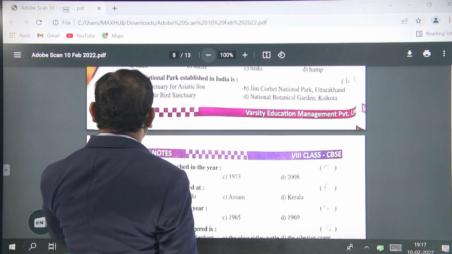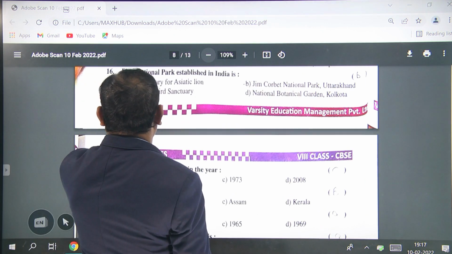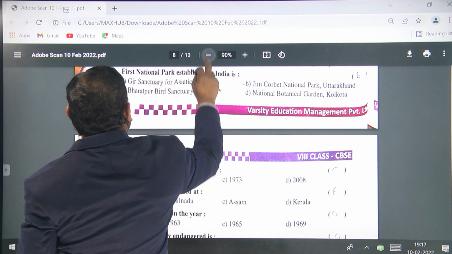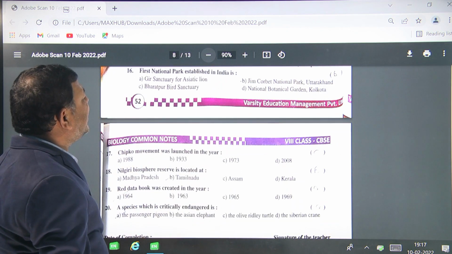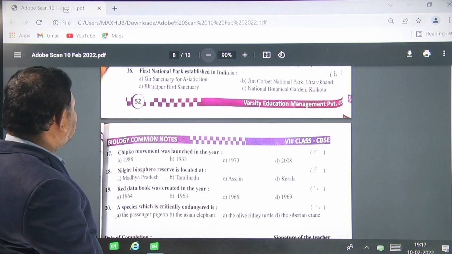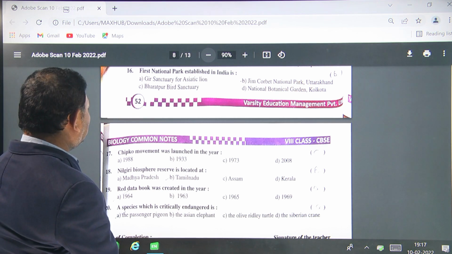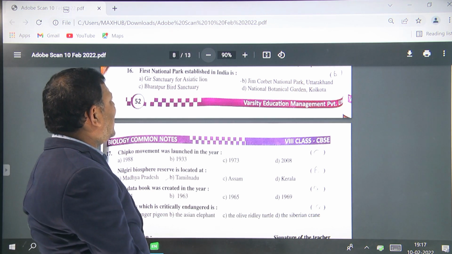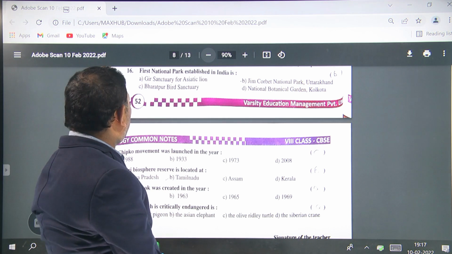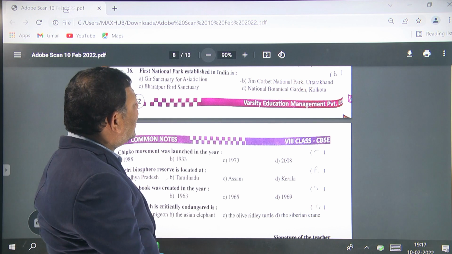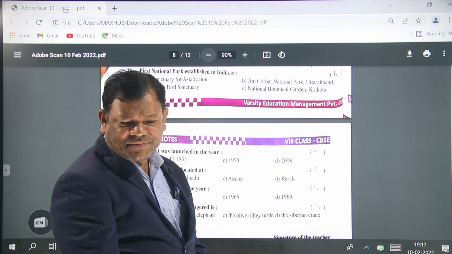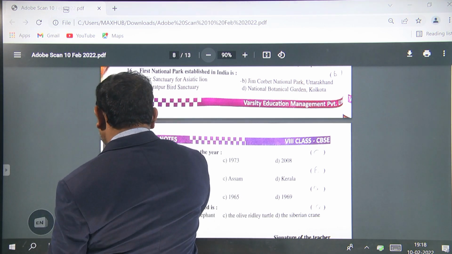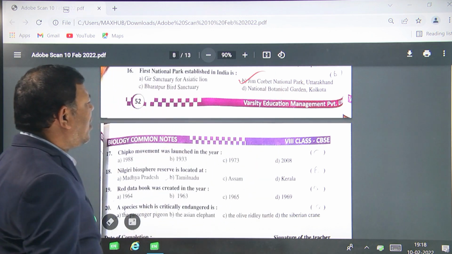Next question. First national park established in India. Very, very important. First national park established in India is: Gir Sanctuary for Asiatic Lion, Jim Corbett National Park, Uttarakhand, Bharatpur Bird Sanctuary, National Botanical Garden in Kolkata. Very good. Jim Corbett National Park in Uttarakhand.